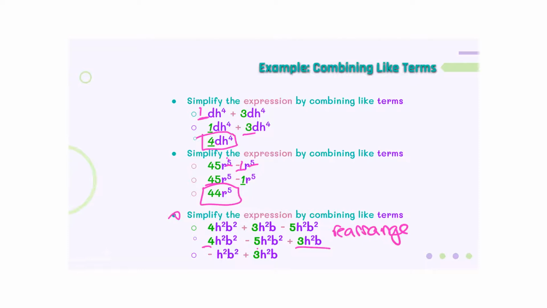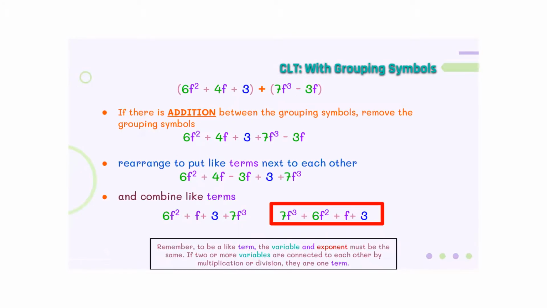So then I did 4 minus 5, which is negative. You can put a 1 there if that makes you feel more comfortable. Negative 1 h squared b squared plus 3h squared b.